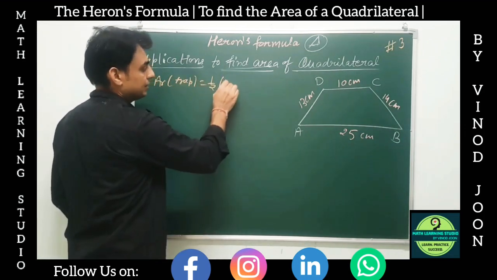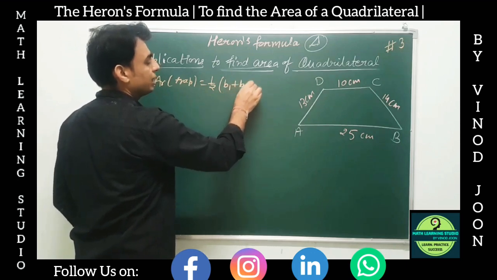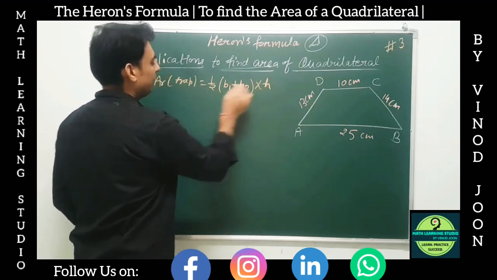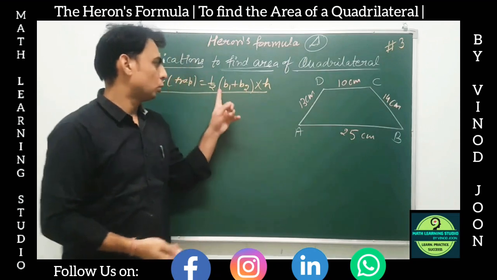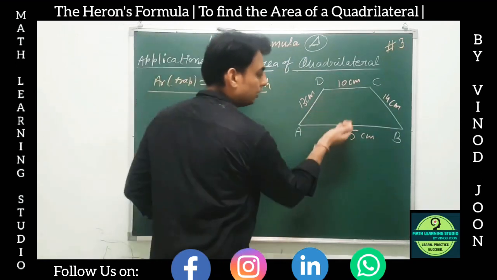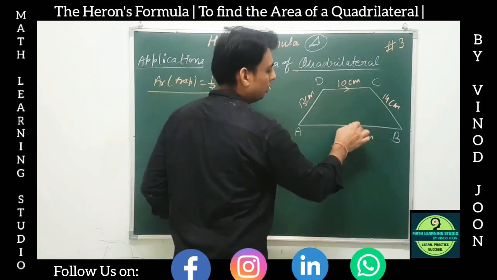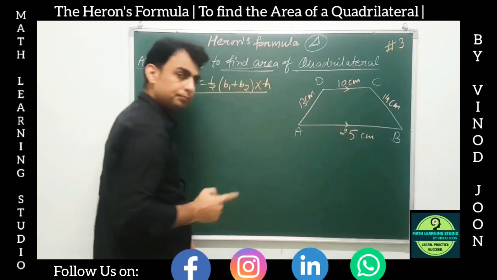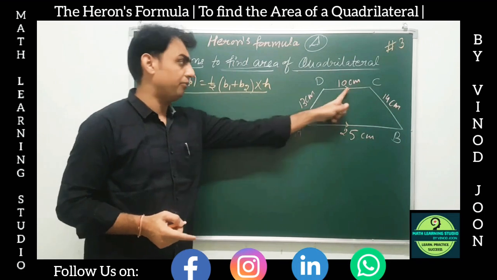Sum of the bases, which we call the parallel sides. So base 1 plus base 2 multiplied by the height. So what do we need for that? We need B1, B2, meaning we need the length of these two parallel sides. So these two sides are parallel. We need their length. Okay, we have it.